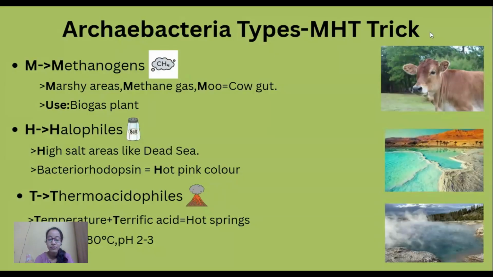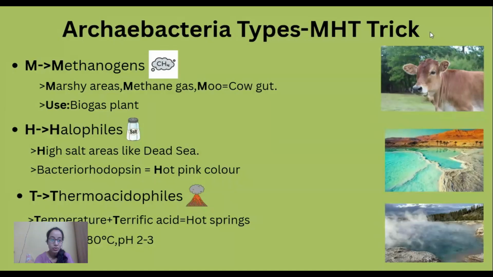Halophiles love extreme salty places like the Dead Sea. They look pink because of the presence of bacteriorhodopsin. Thermoacidophiles live in hot springs. They tolerate 80 degrees Celsius and an acidic pH around 2 to 3.